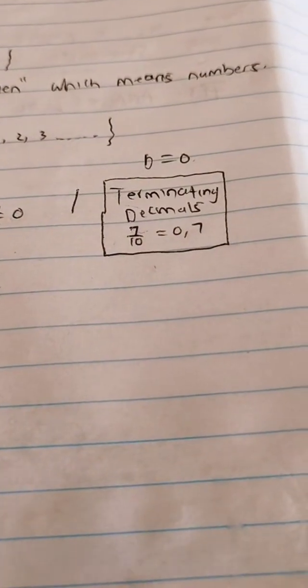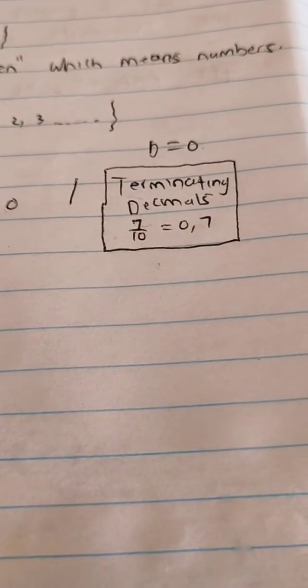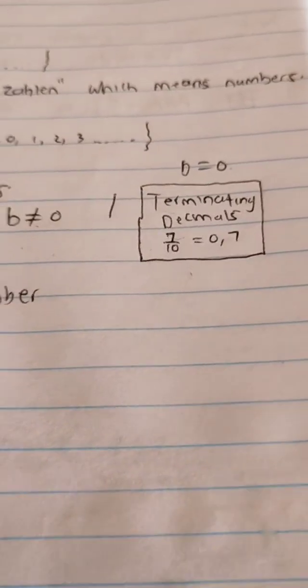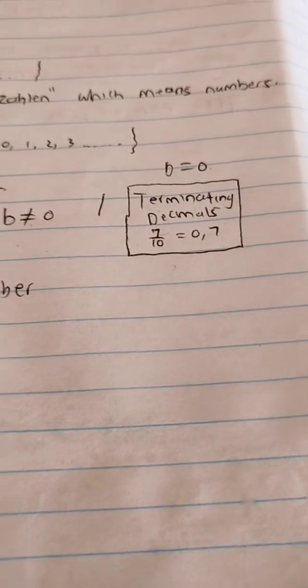All right, it could stop at the second decimal place, meaning it can be rounded off to second decimal place, third decimal place, fourth decimal place, fifth decimal place. It depends. Okay, that's what we call a terminating decimal.